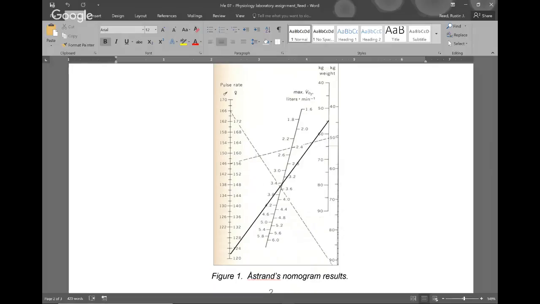VO2 max or submax is a basic measure of fitness and someone's ability to do work. I mean, we're talking about work. That's probably where it's most applicable for a lot of us, but also if you have a job that is somewhat laborious and manual, then you are at times going to be pushing yourself towards that number, your submax or your max VO2.